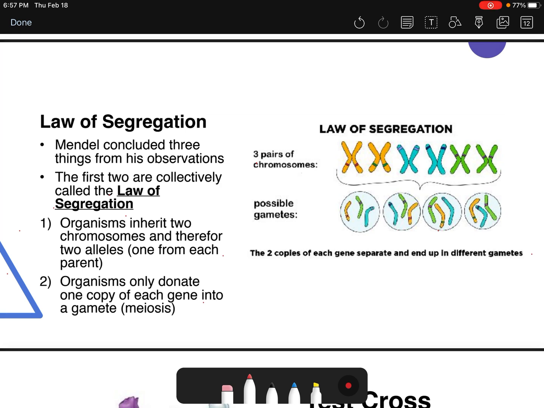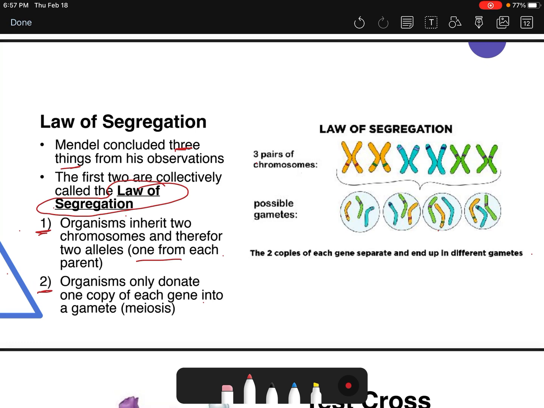Okay, the law of segregation. So Mendel concluded 3 things from his observations. We're going to look at 2 of those things. And the first 2 are called the law of segregation. So the first part of the law of segregation is that organisms inherit 2 chromosomes and therefore 2 alleles. So 1 allele from each parent.